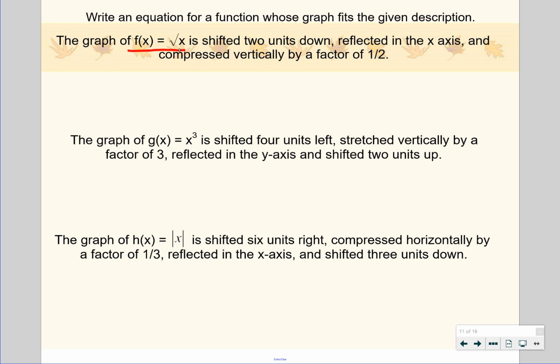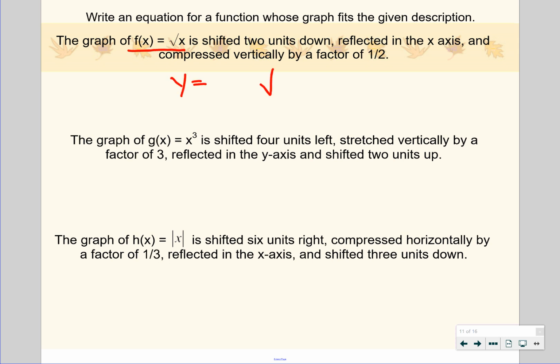In this first problem, the parent function is square root x. So that's what I'm going to start with and add my numbers to. That could change from one problem to the next out of the 11 that we've talked about. We want to take this and we want to shift it 2 down, reflect it over the x-axis, compress or shrink it vertically by a factor of 1/2. So you can do this in several steps or you can do this all in one step. I think it's easier just to do it all in one step.